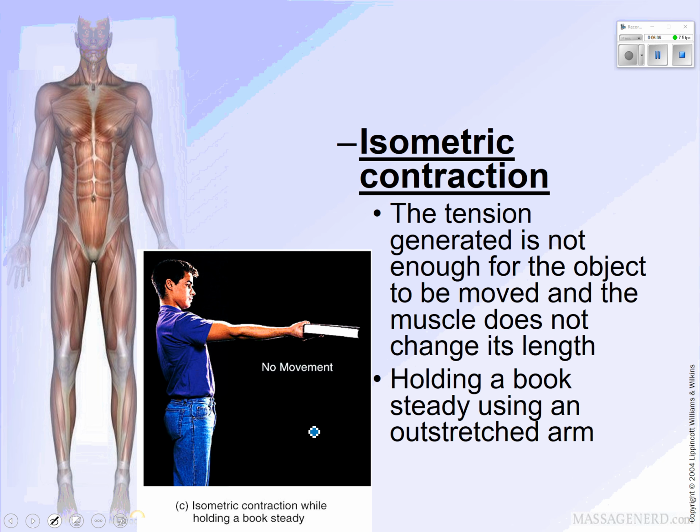Isometric contraction. The tension generated is not enough for the object to be moved and the muscle does not change its length. So what the person is doing, they're still working their muscles, but they're just holding a book steady using an outreached arm. Some people call this an isometric hold. So it's holding a position with a weighted object.